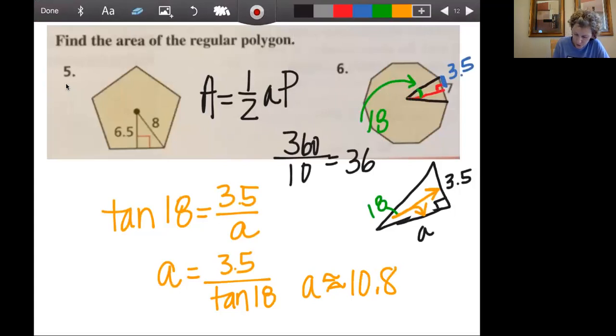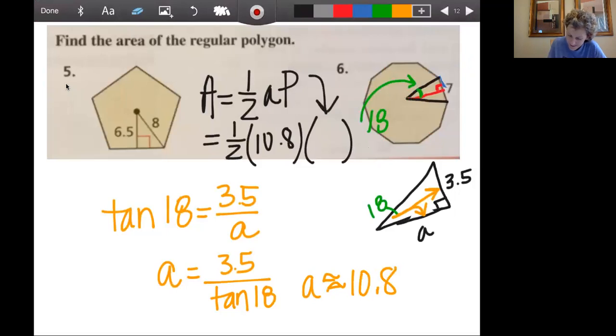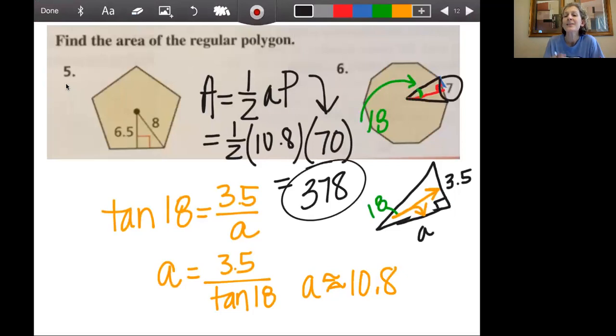So let's come up here to our formula. I always like to write it out. So I have 1/2 times the apothem, which is 10.8, times the perimeter, which I have to figure out still. And if you remember, it gave us that this side is 7. Do you see it? So if that side is 7 and there are 10 sides, then the perimeter is 70. And so all I have to do is 1/2 times 10.8 times 70. There we go, 378.